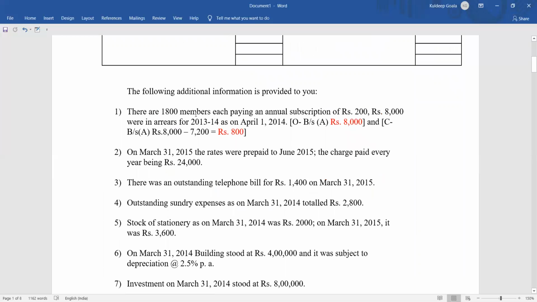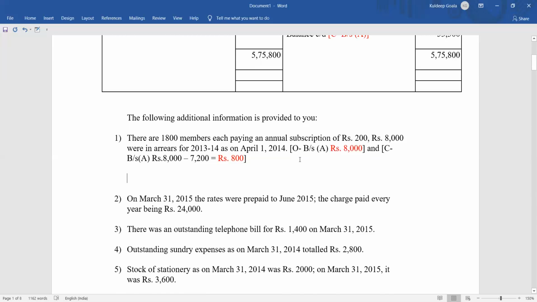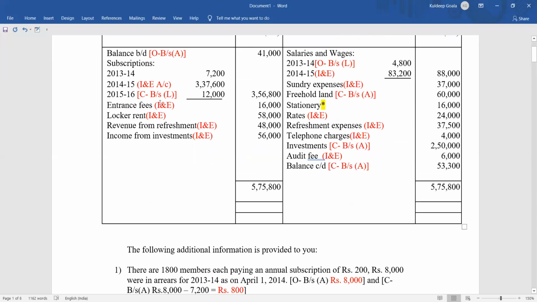One important thing is that there were 1,800 members and the annual subscription was 200. So for that also we have to do the calculation. I'll just show you the calculation here itself so that it becomes easier for you to understand. What you have to do is simply write down the subscription you have received. You can take the total of 3,56,800 and deduct whatever you have received, 7,200 and 12,000, or you can directly take the income you have received in this year, that is 3,37,600 rupees.